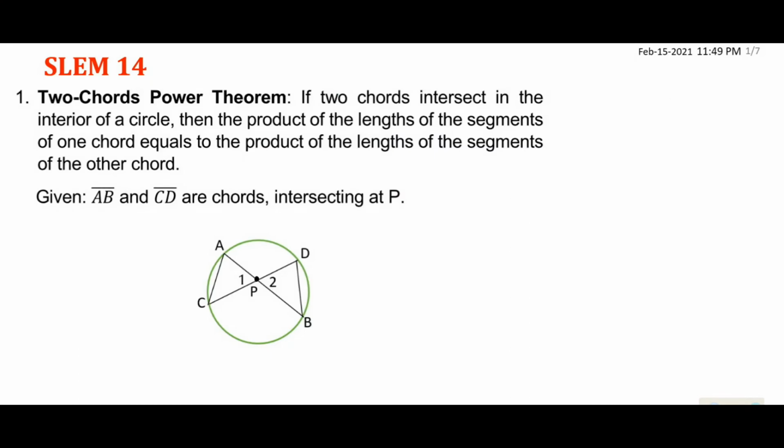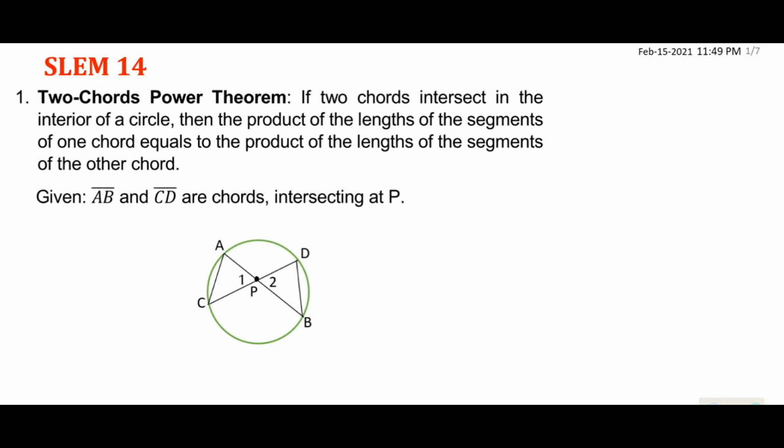We have SLEM number 14 for our module. We have the first theorem, which is the two chords power theorem. According to this theorem, if two chords intersect in the interior of the circle, then the product of the lengths of the segments of one chord equals the product of the lengths of the segments of the other chord.